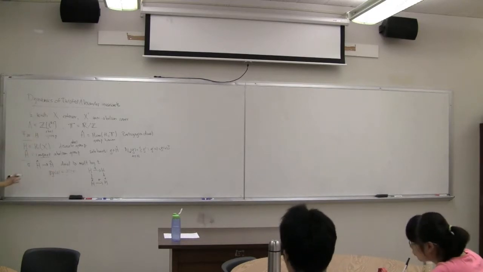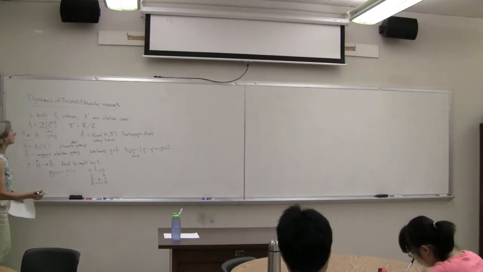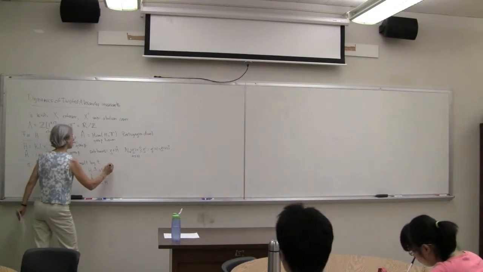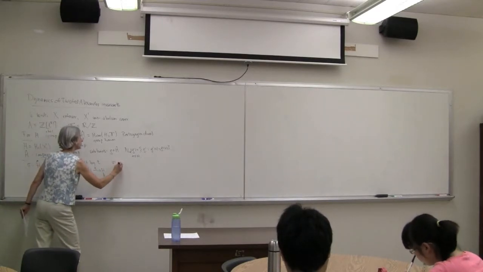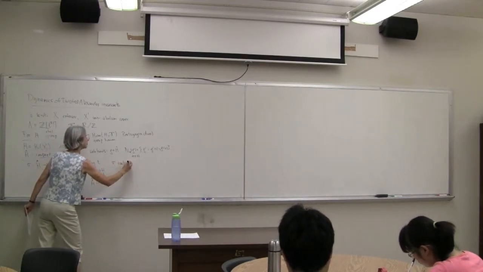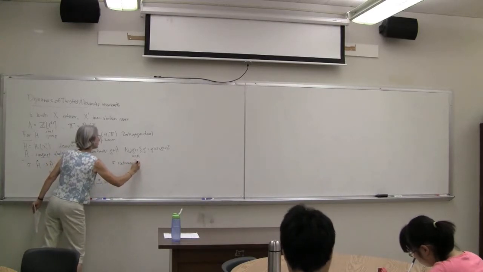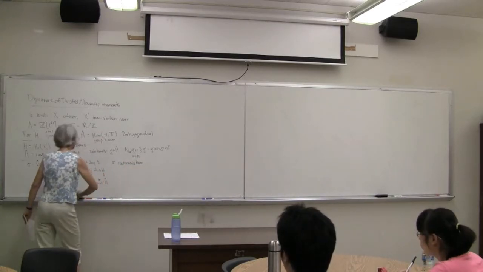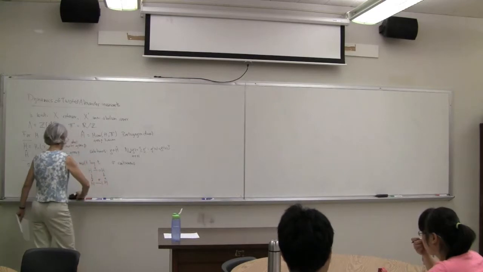And I'm using the letter sigma because it's going to turn out that we can think of it as some sort of coordinate shift in nice cases. So what can we say about this? Sigma is a continuous automorphism.